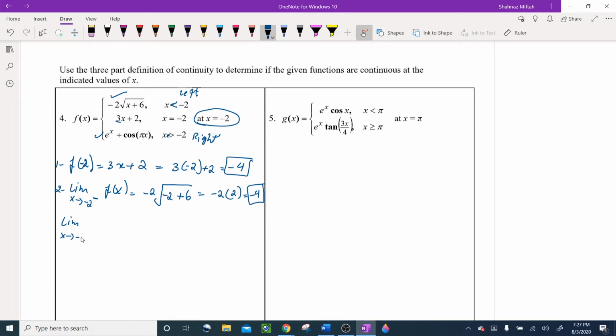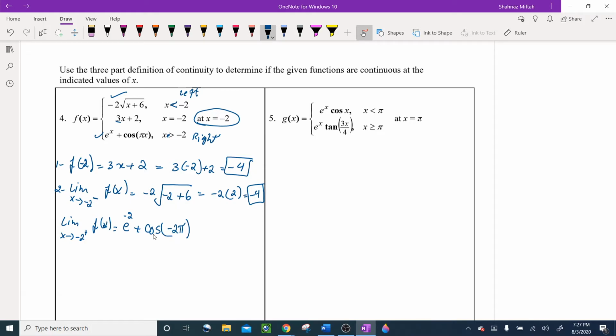Then we have the limit as x approaches negative 2 from the right of f of x. So for the right, I'm using that. I'm already plugging in stuff, okay? e negative 2 plus cosine of negative 2 pi as an argument. Okay, so how do I solve this?